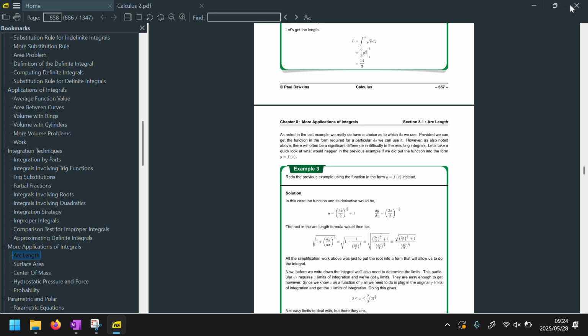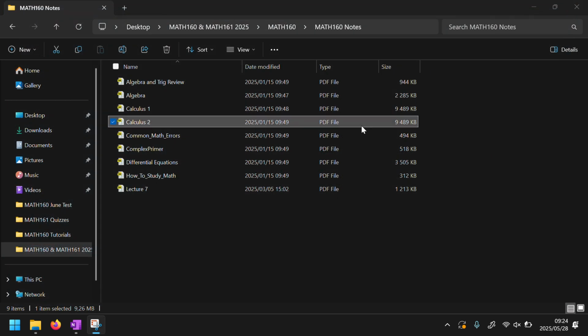But if you can do the stuff from the Stewart textbook, then you're fine. You're fine for the June test. So this will be the last thing for the June test. Then that's it for the lectures. Next semester, we start again with differential equations. So if you want to do some holiday work to get ahead, the next thing is differential equations.